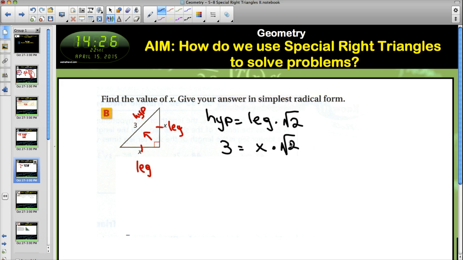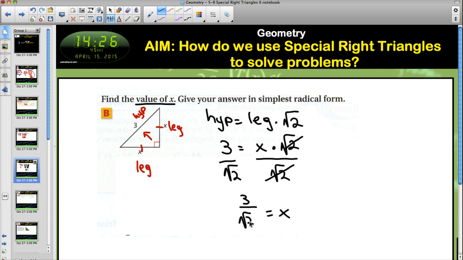Okay. We're solving for x, which is the goal of the problem: find the value of x. So we'll divide both sides by the square root of 2. The square root of 2 cancels out the square root of 2. That leaves me with x. And on this side, I have 3 divided by the square root of 2.